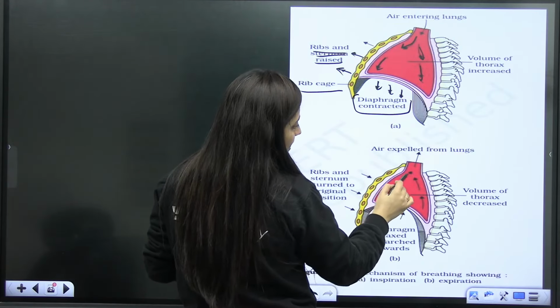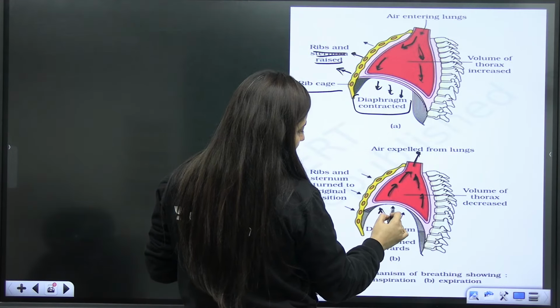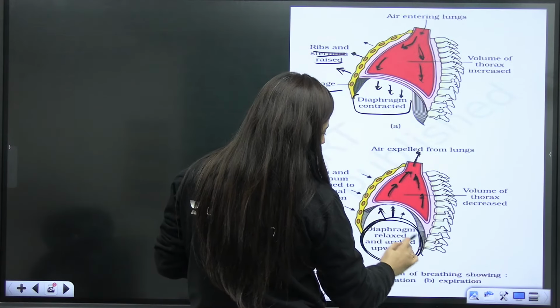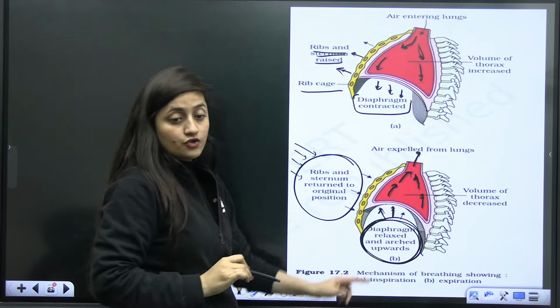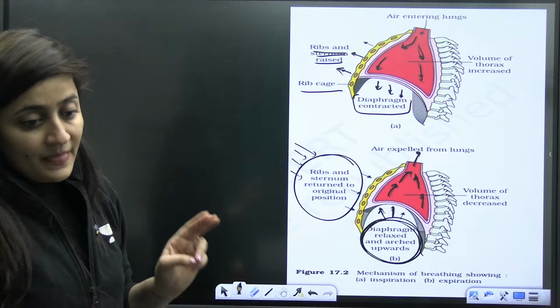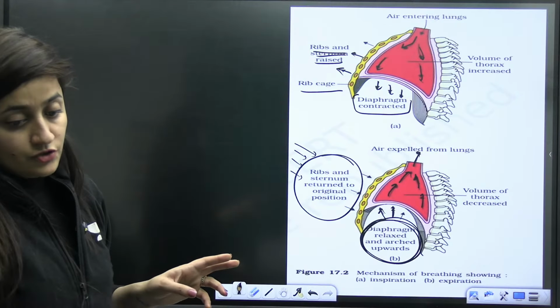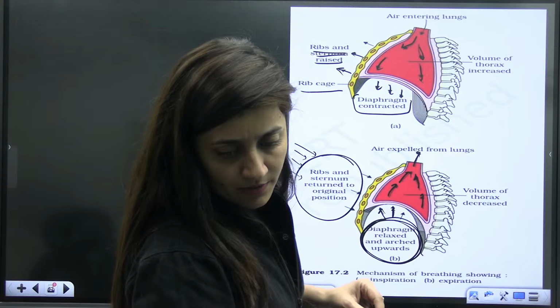And here you see the exhalation. The diaphragm is relaxed and arched upwards, so the ribs and sternum return to their original position. The diagram, the naming, each and everything is important here. Just keep it in your mind, students.